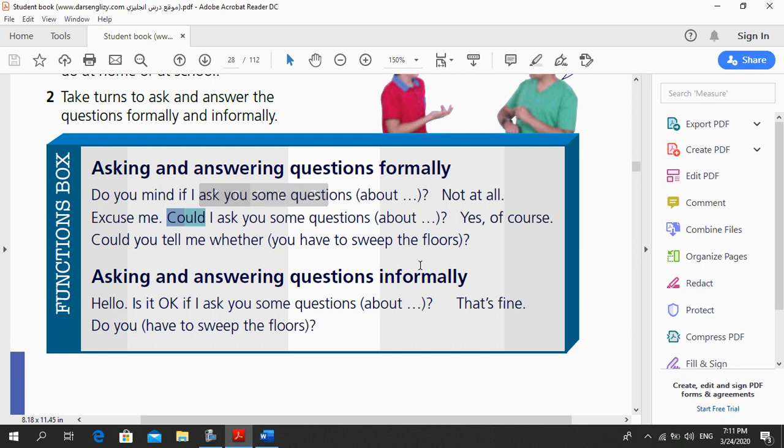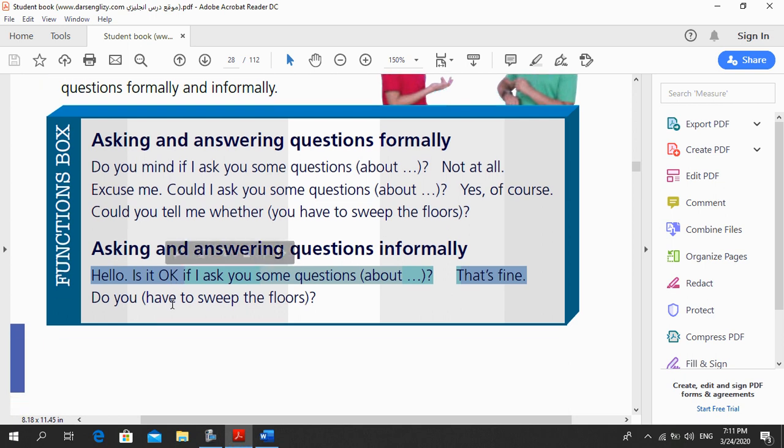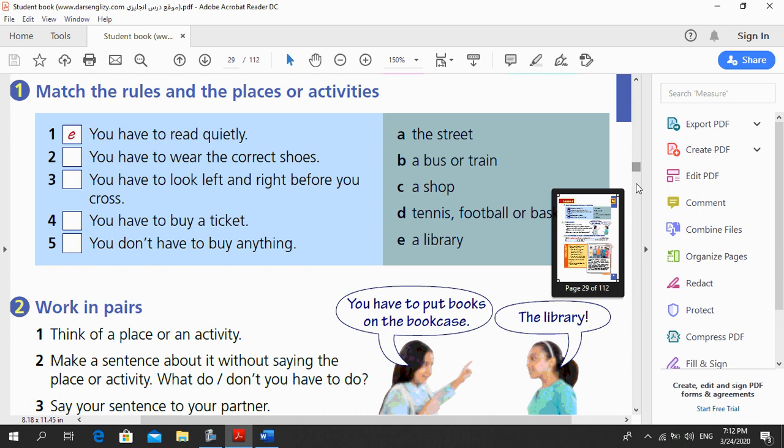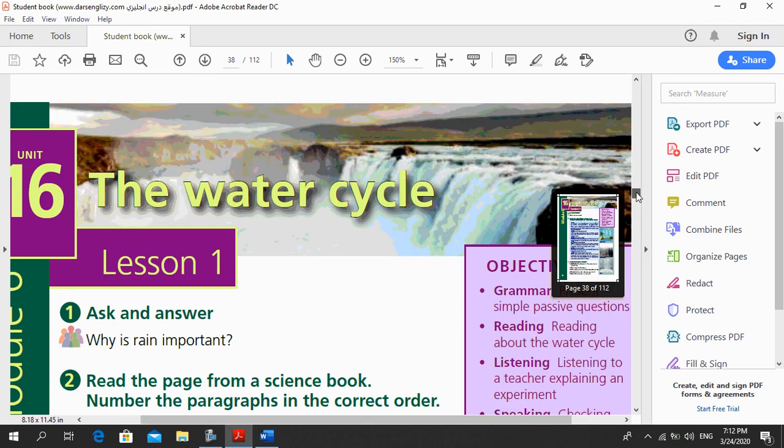But when you speak in an informal way, like speaking to your friends, you're going to say, do you, or is it okay if I ask you some question? Or I can use can. Can you tell me? And then blah, blah, blah, the rest of the question. So this was a quick revision on Unit 14.